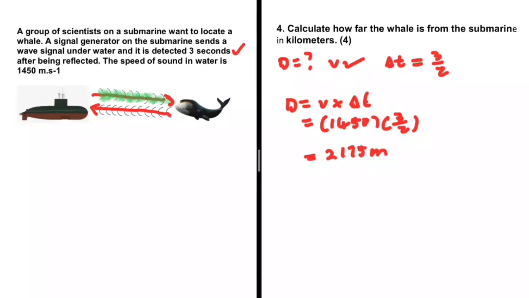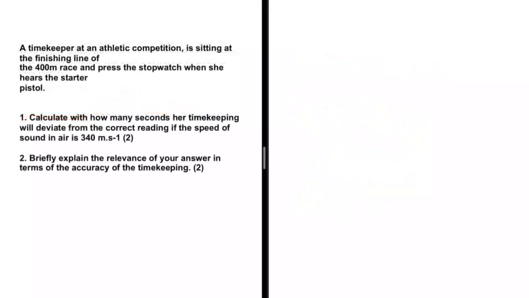Hold on. The question says in kilometers, not in meters. So we actually have to divide this distance by 1000 in order to convert the meters to kilometers. So let's go ahead and do that. The distance will be equal to 2175 divided by 1000. And then our answer, rounded off to 2 decimal places, will be 2.18 kilometers.